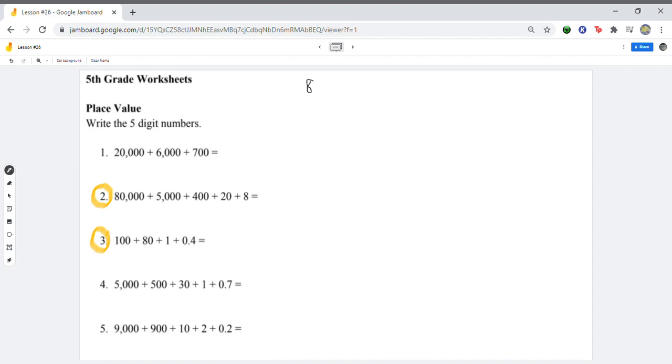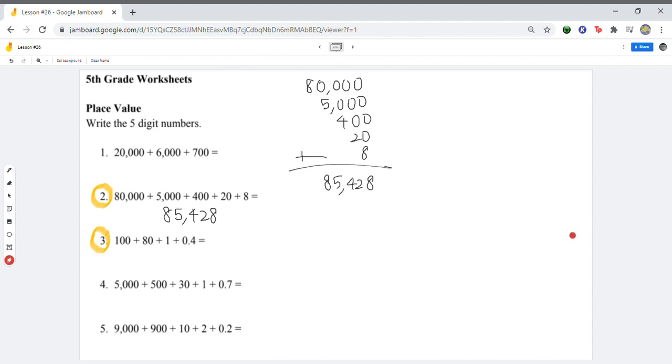So it says 80,000 plus 5,000 plus 400 plus 20 plus 8, and now I'm just going to add all of these vertically like this for each place value. You'll get 8, 2, 4, 5, and 8. So your sum should be 85,428.